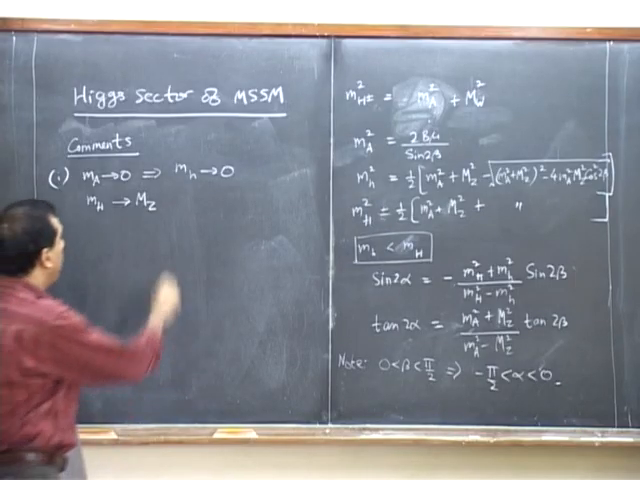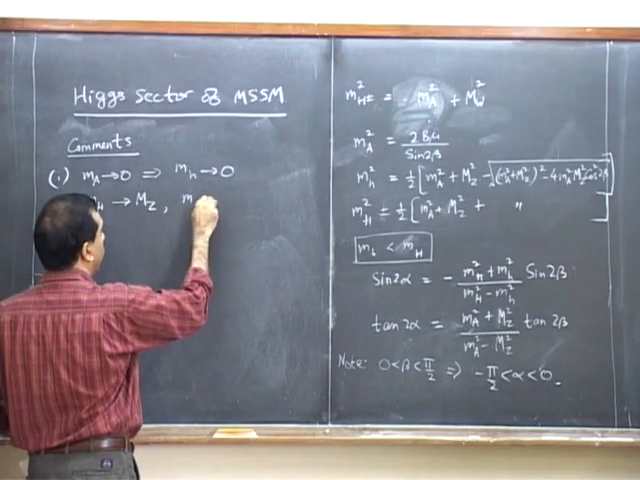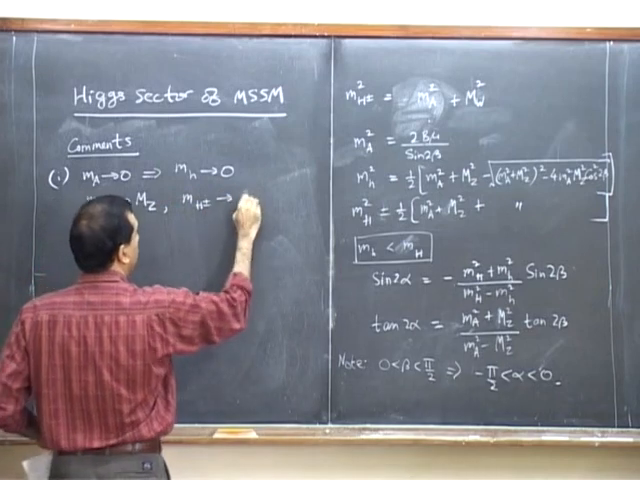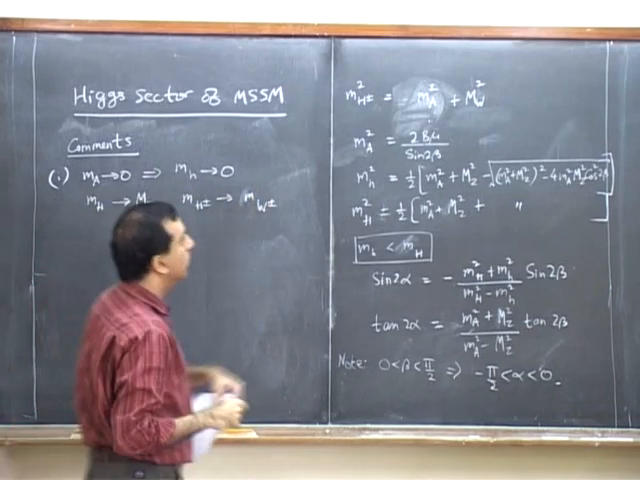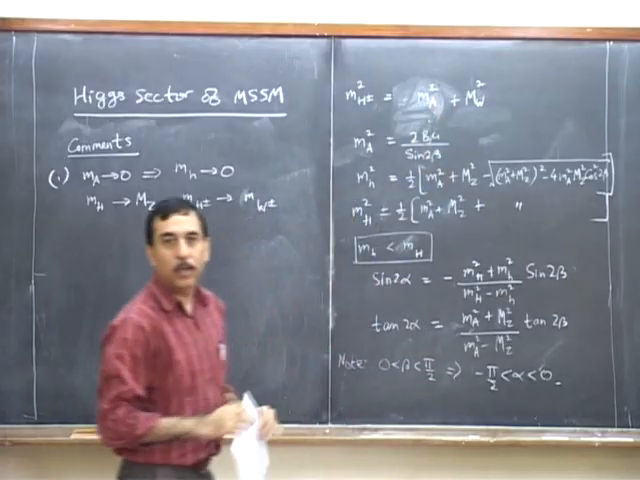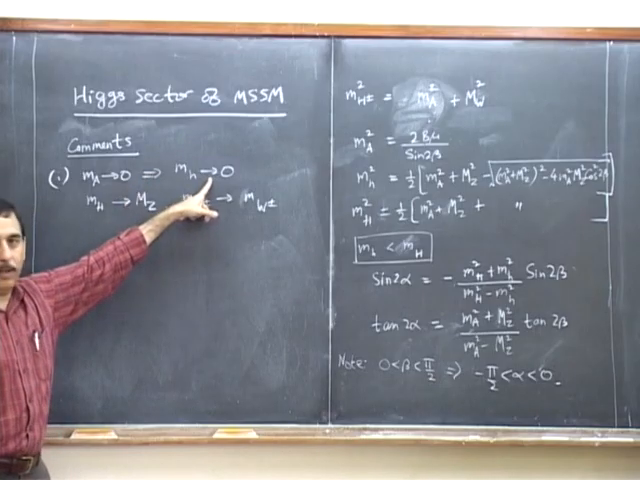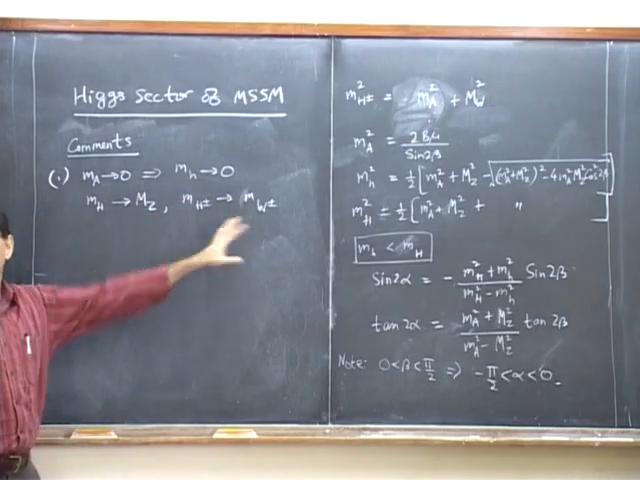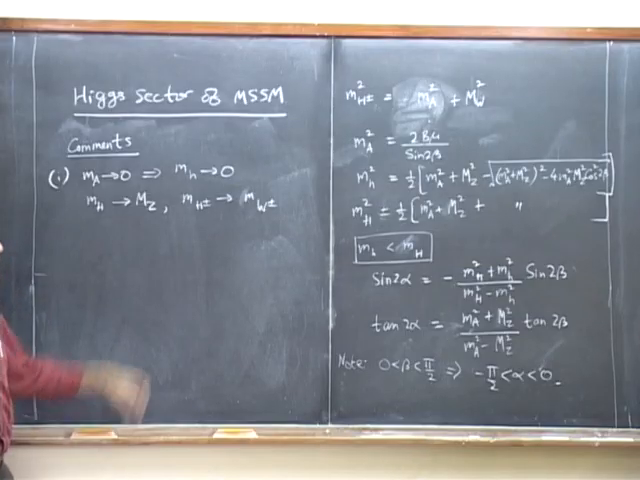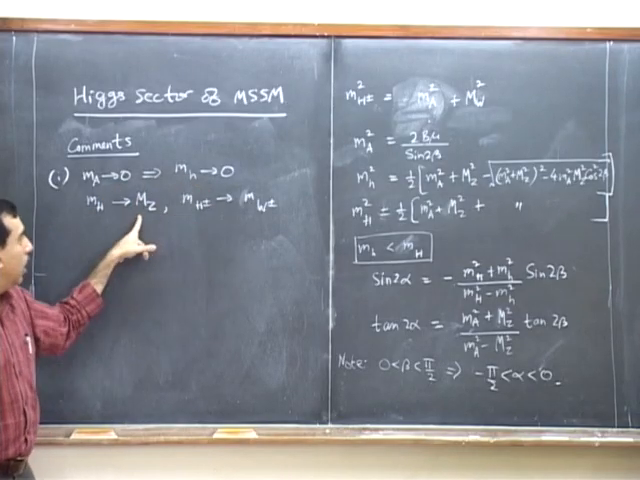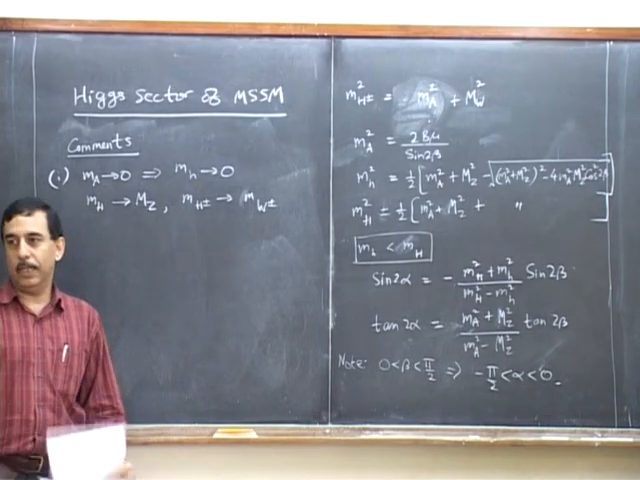And finally, the charged guys go to M of W plus minus because this term goes to 0. So this is one interesting fact, or if you like, one interesting limit, in which the Higgs masses reduce in a particular formation to become, this is not necessarily a realistic limit, it's just a formal limit in this parameter space. 2 Higgses are extremely light, and 3 just have become exactly degenerate with the Z and the W.